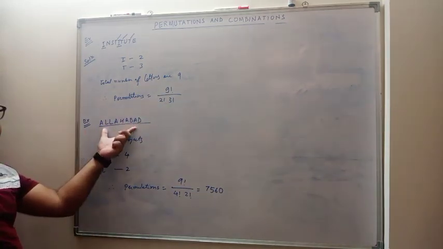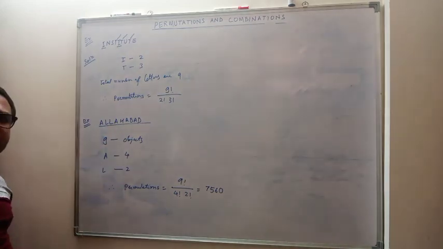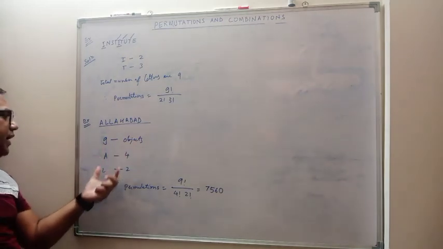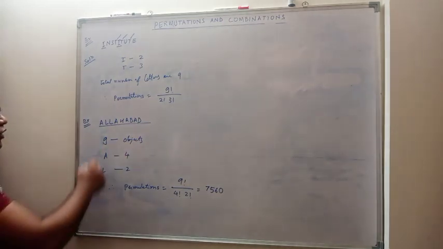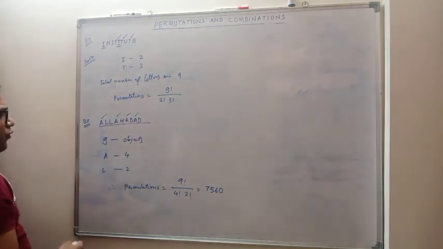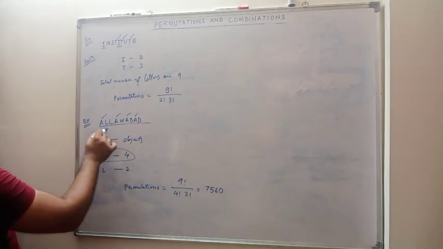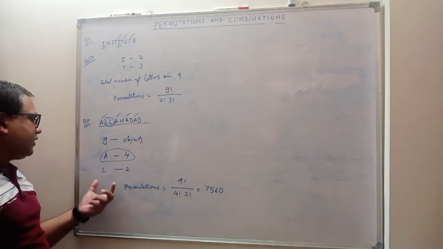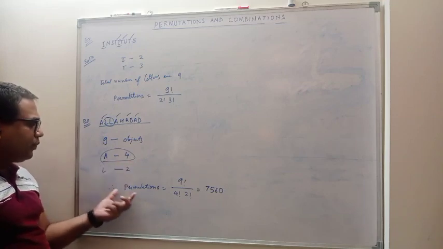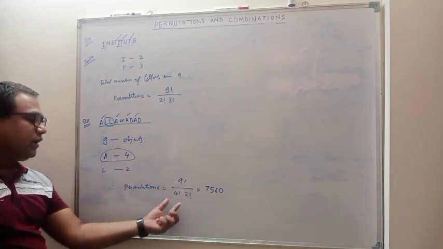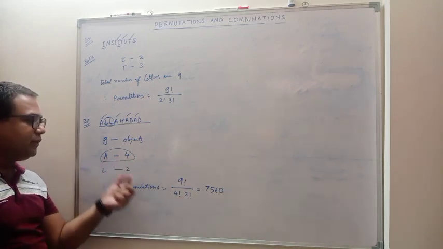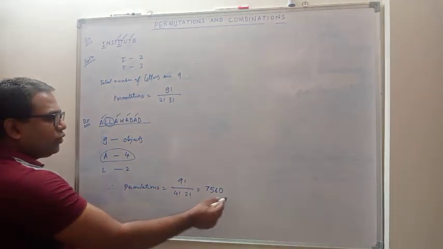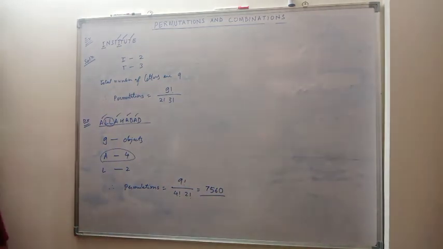Similarly, ALLAHABAD, this is the word, and we have to arrange ALLAHABAD. There are a total of 9 letters or objects, and out of that A is coming 4 times, 1, 2, 3, 4, and L is coming 2 times. The rest are different letters. So the permutation can be given as 9 factorial divided by 4 factorial, as A is coming 4 times, and 2 factorial as L is coming 2 times. So this is equal to 7560. You can calculate it very easily.